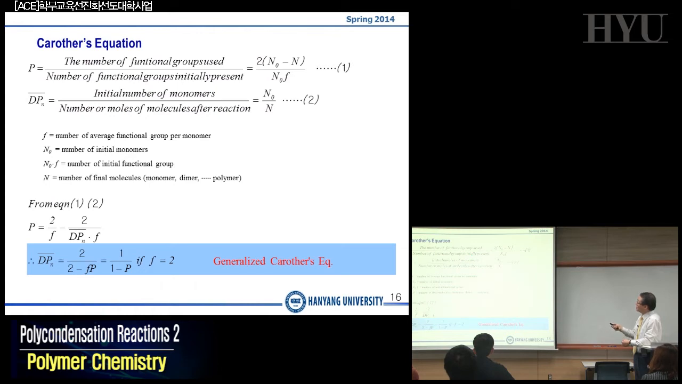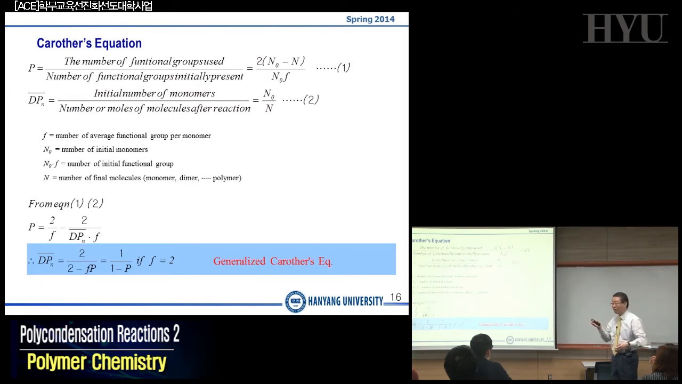So the number of functional groups initially present is N0 times F. And the number of functional groups that was used is N0, the initial number of molecules, times functionality F, minus N, the number of molecules that was left in your system, times F. So N0 times F minus N times F is the number of functional groups that was used.